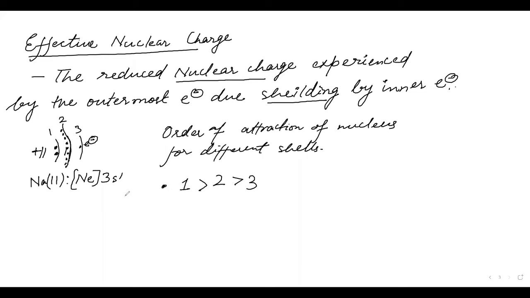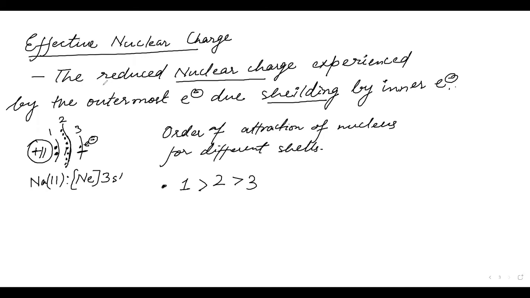Okay, fine. And what if I say that there are no electrons in the first and second shell? Then what will happen? This electron will be experiencing all the plus 11 charge without any reduction, correct? Suppose there are no electrons, then the last electron will be experiencing no reduced charge. It will be experiencing the whole 11 charge. But as soon as we put electrons in the inner shells, what happens? The outermost electron starts getting reduced nuclear charge.